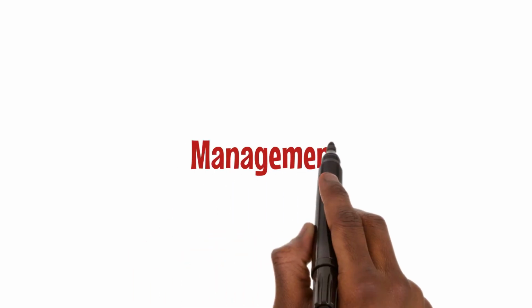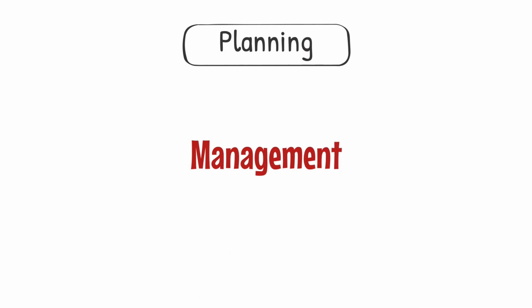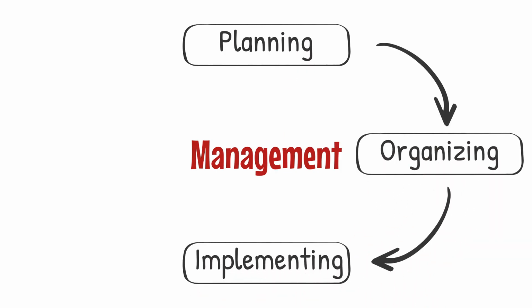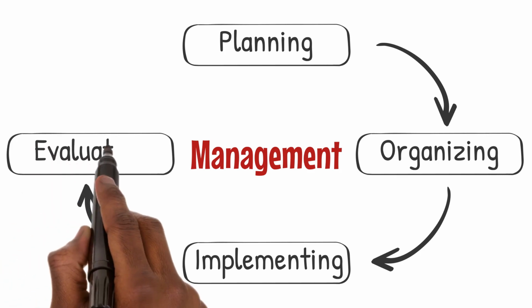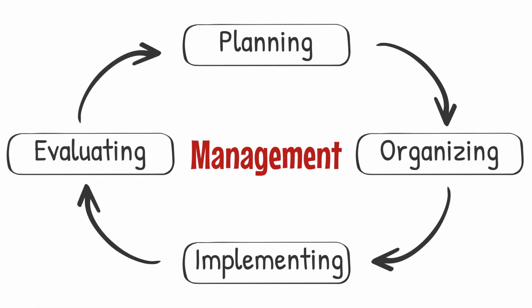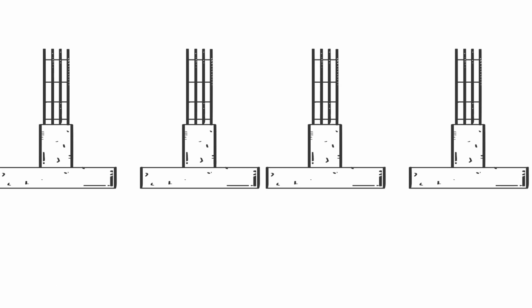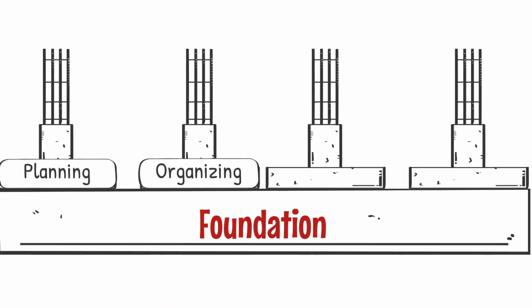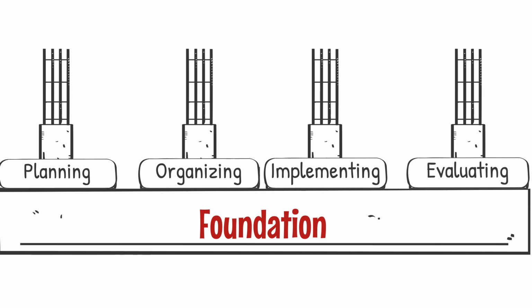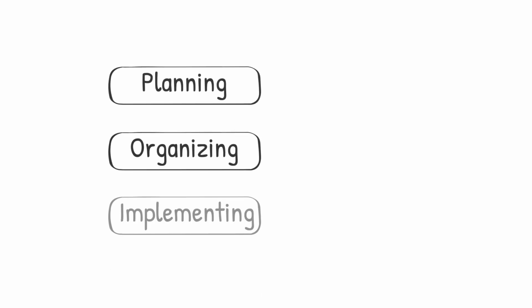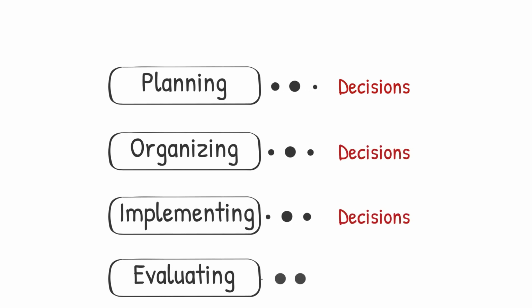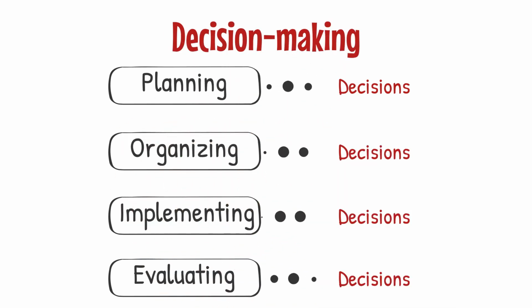See, management is like a cycle. Planning leads to organizing, which leads to implementing, and that, in turn, leads to evaluating. It's a continuous process. Just like building a house, you need a strong foundation. All these steps are essential for achieving your goals effectively. At each step, decisions are made and changes are implemented. This is what we call decision making.